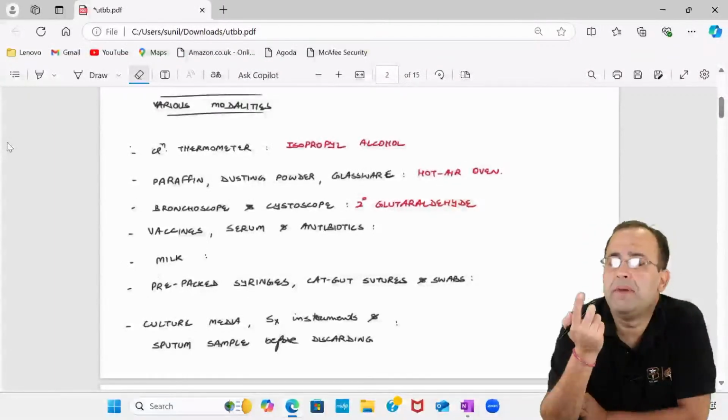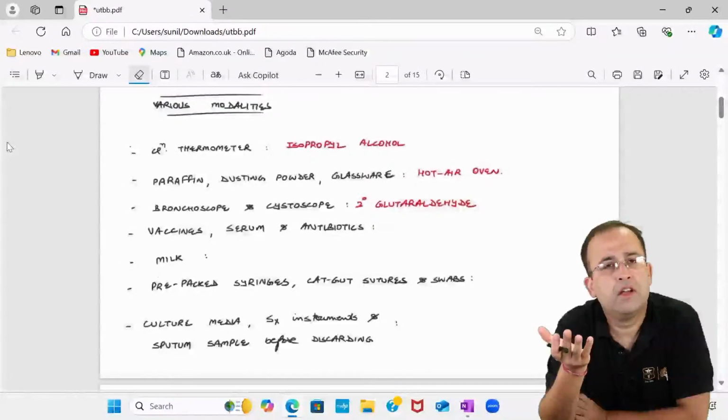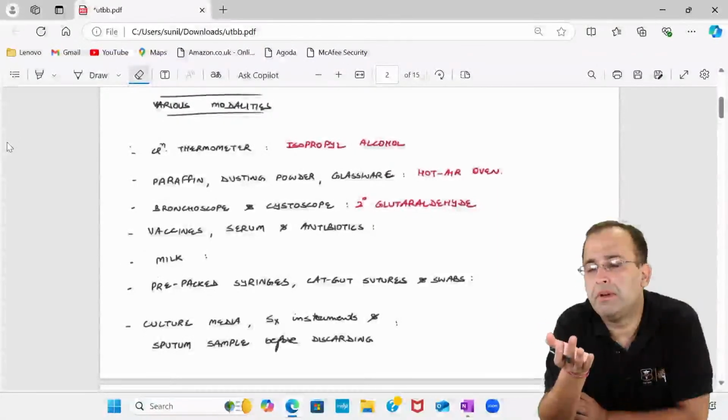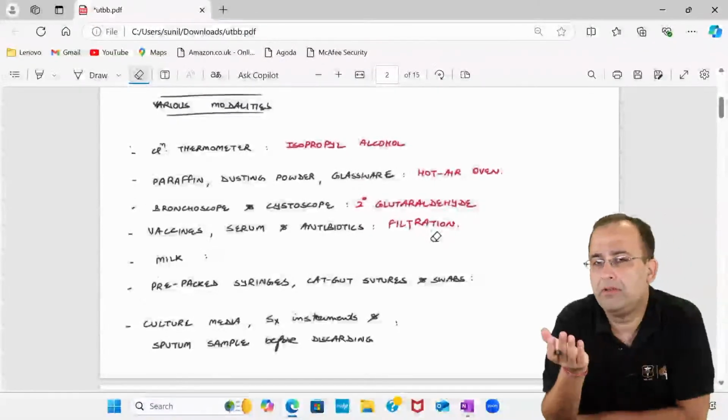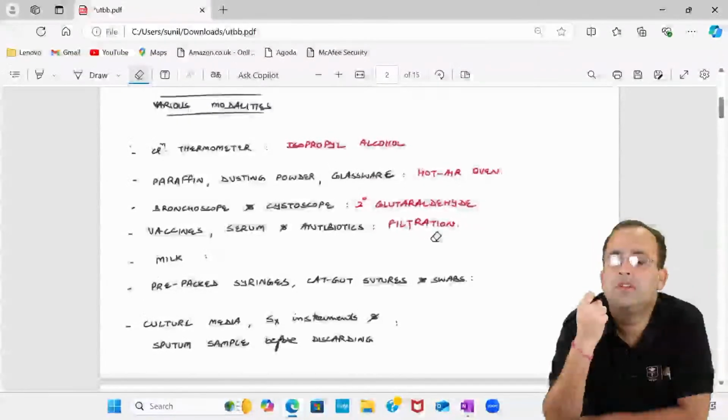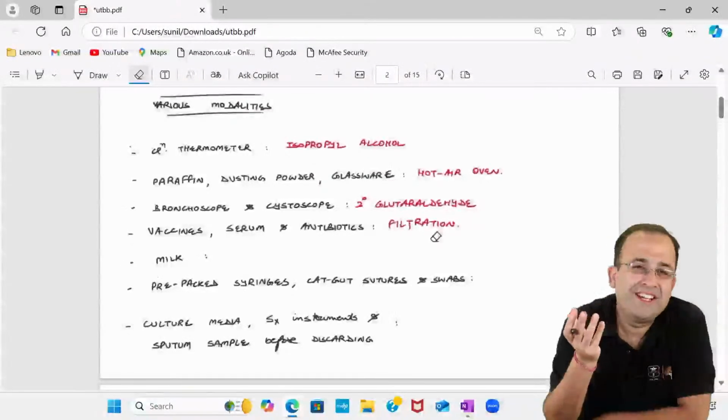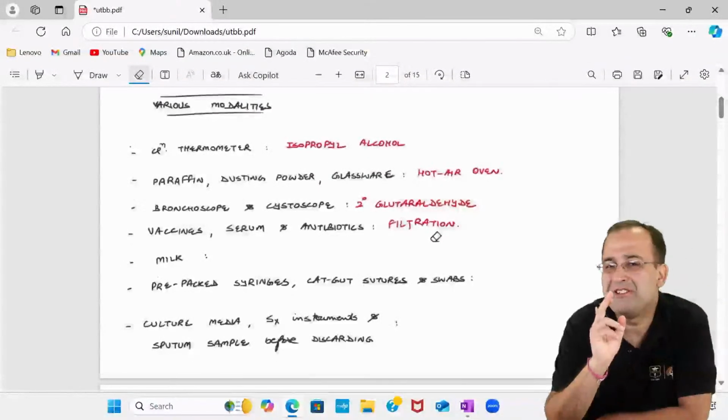Vaccines, serum, antibiotics. We cannot heat vaccines. We cannot heat serum. We cannot heat antibiotics. So they are sterilized by filtration. We need to filter them. Milk. I need not even talk about pasteurization of milk.